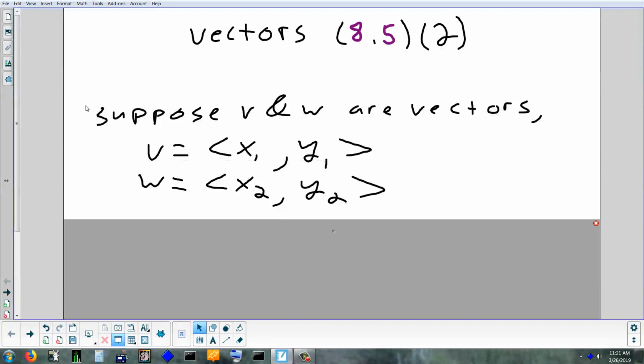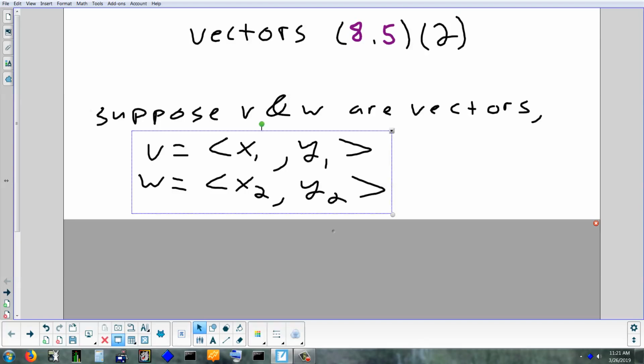All right, so I'm starting out with two vectors that are in what we call algebraic notation, where we use angle brackets and then two numbers separated with a comma. The first number tells you the horizontal component. The second number is the vertical component.